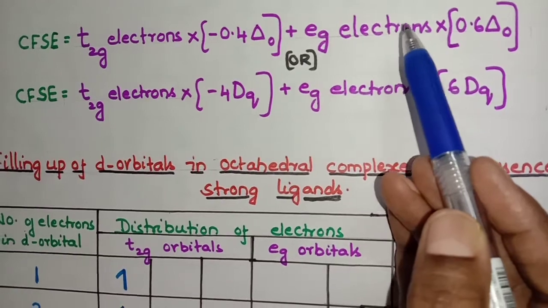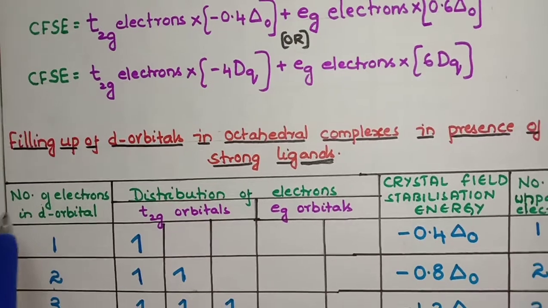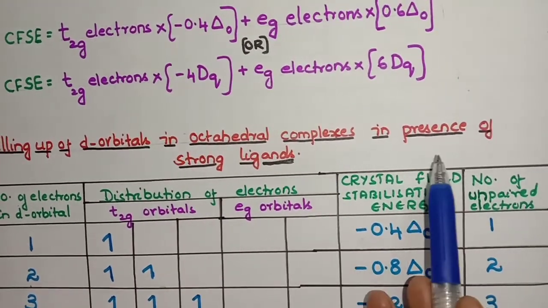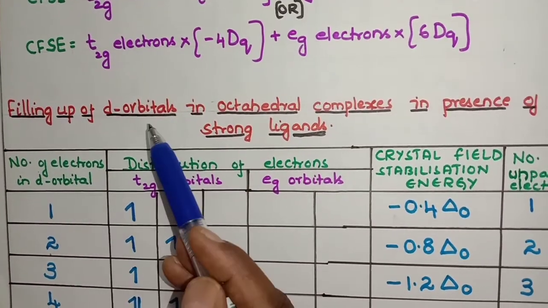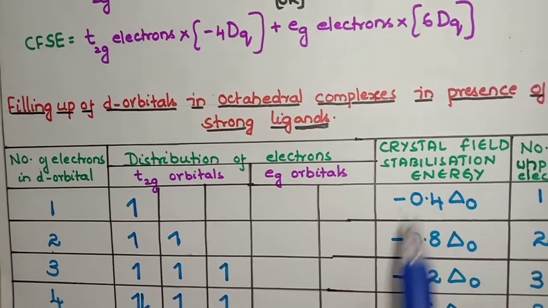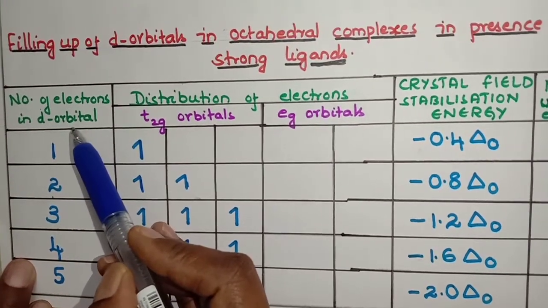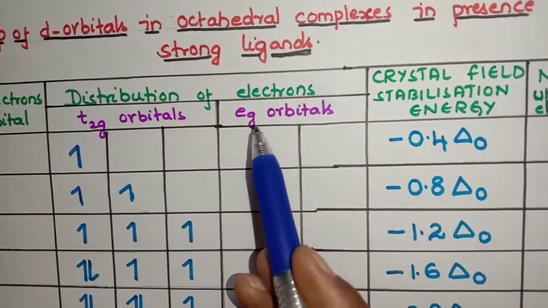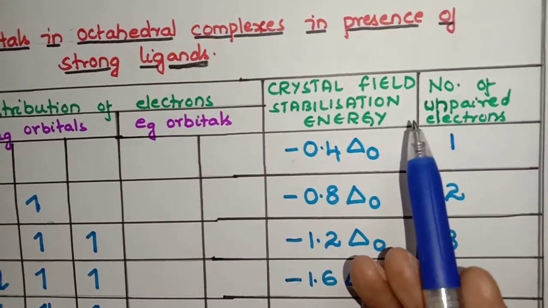Now, let us learn the filling up of d orbitals in octahedral complexes in presence of strong ligands. Put the side heading: filling up of d orbitals in octahedral complexes in the presence of strong ligands. I have made the columns like this: number of electrons in d orbital, distribution of electrons under which we have T2G orbitals and EG orbitals. Next column is CFSE. Next column is number of unpaired electrons.